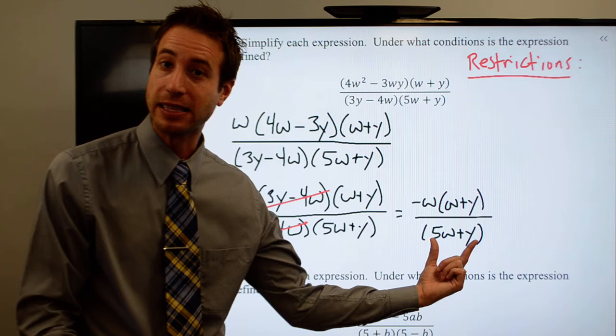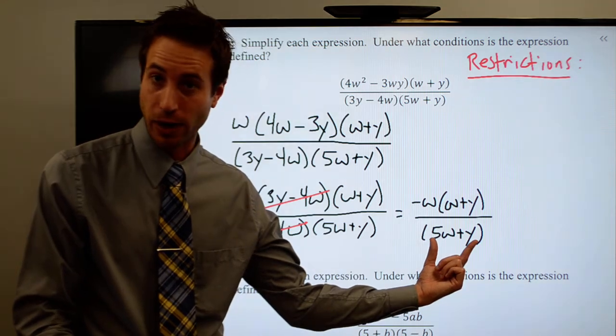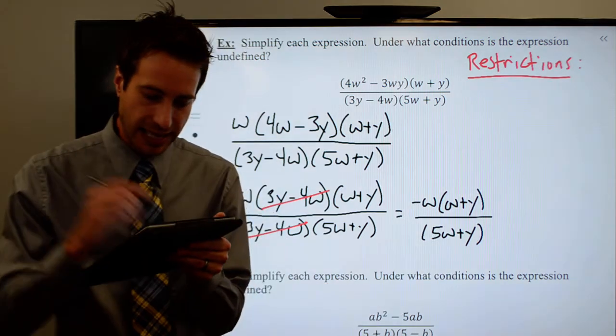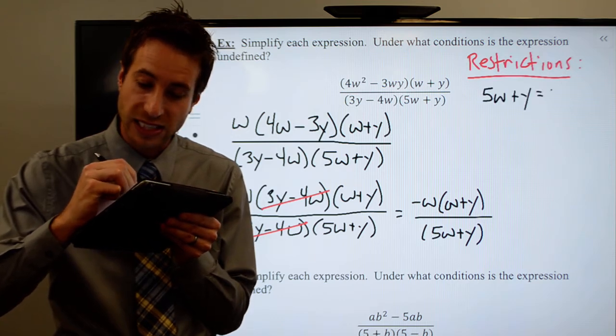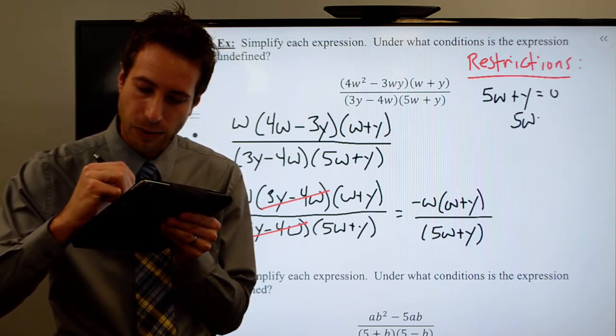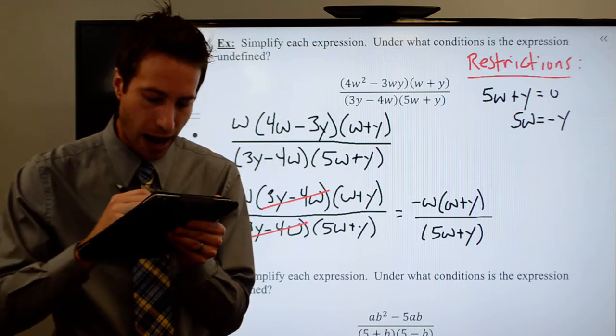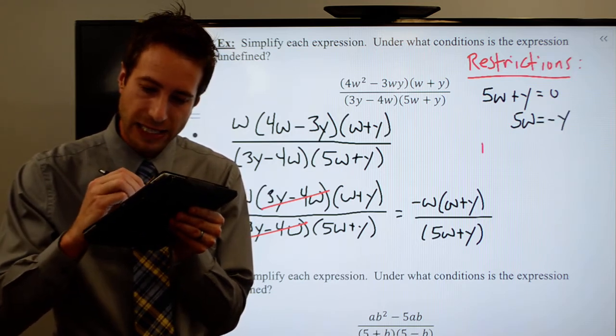Here's how I know. I don't want the denominator to be 0, right? It can't be 0. So I set 5w plus y equal to 0, which means 5w is equal to a negative y. Now, let me give you a couple of examples.